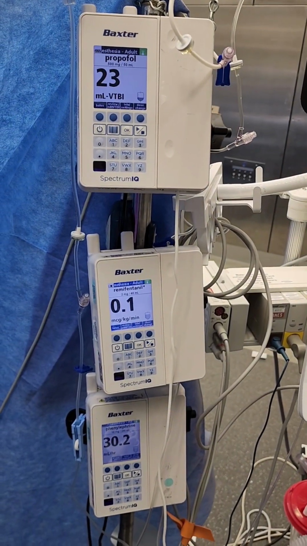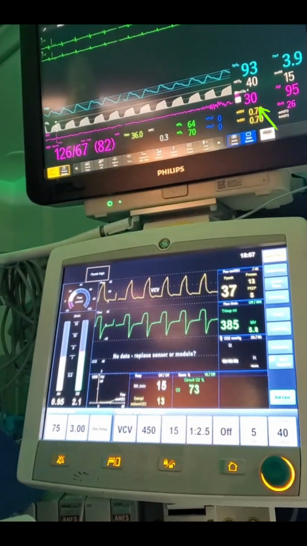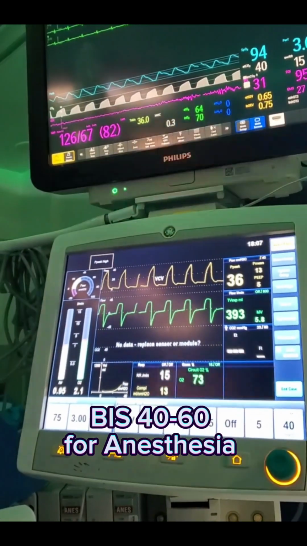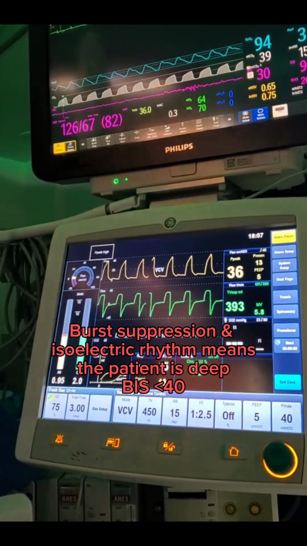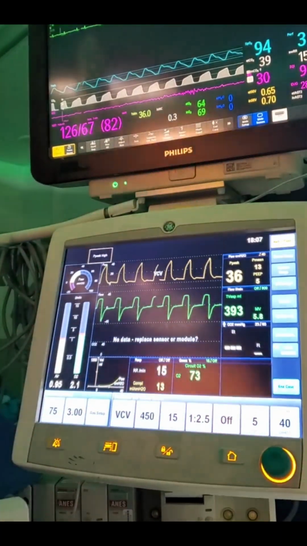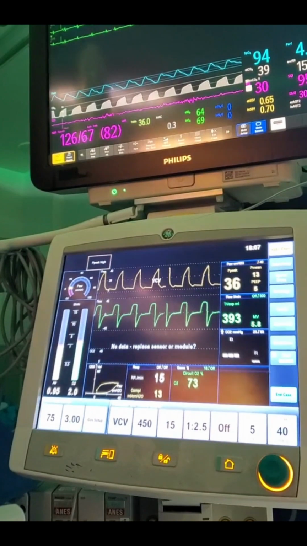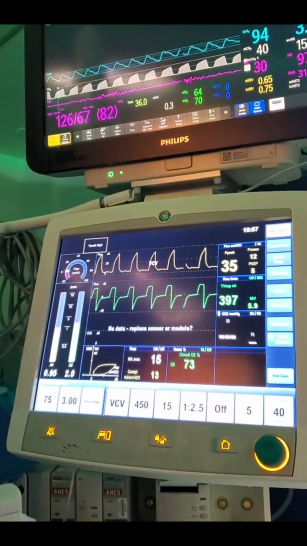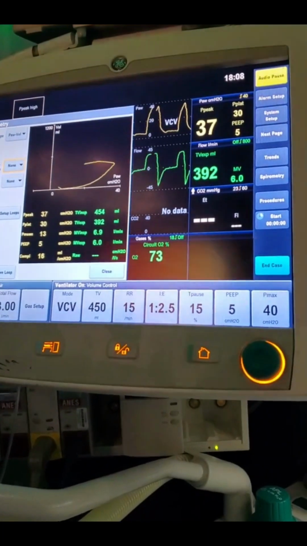So one way to cheat is to put a BIS monitor on. What is the BIS telling you? Are you 40 to 60? If you're isoelectric or if you're in burst suppression, you're probably too deep. Lighten up on the anesthesia until it's time for the surgery to start. If you do those three things, you'll have a safe patient and you'll be able to do excellent anesthesia, and your preceptors will be very proud of you.